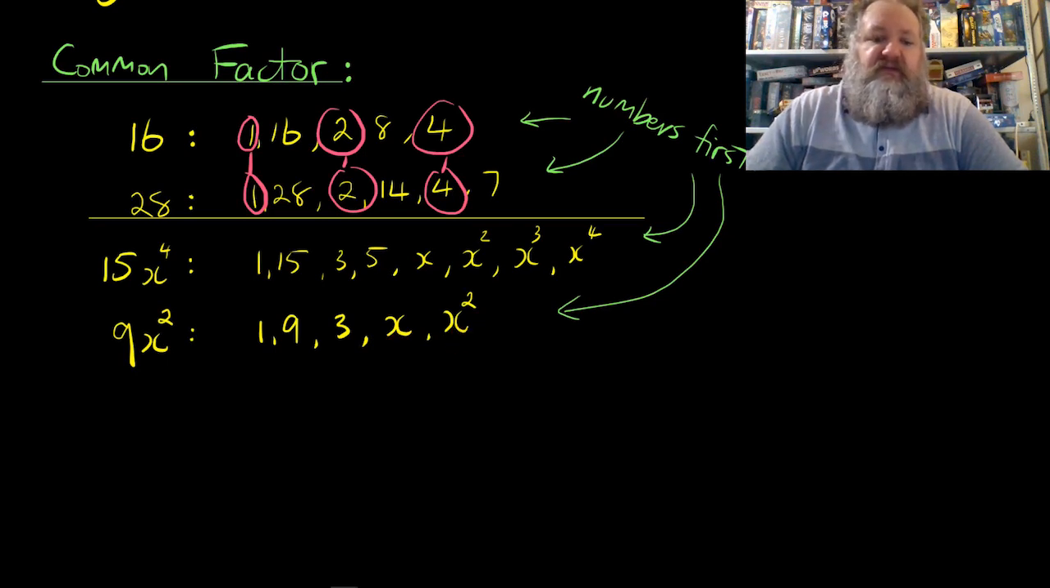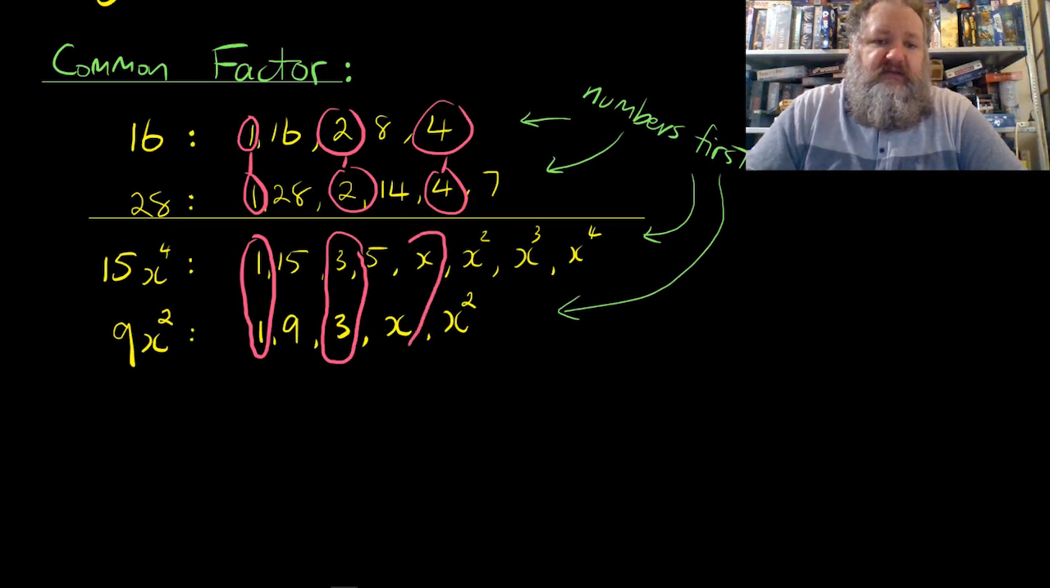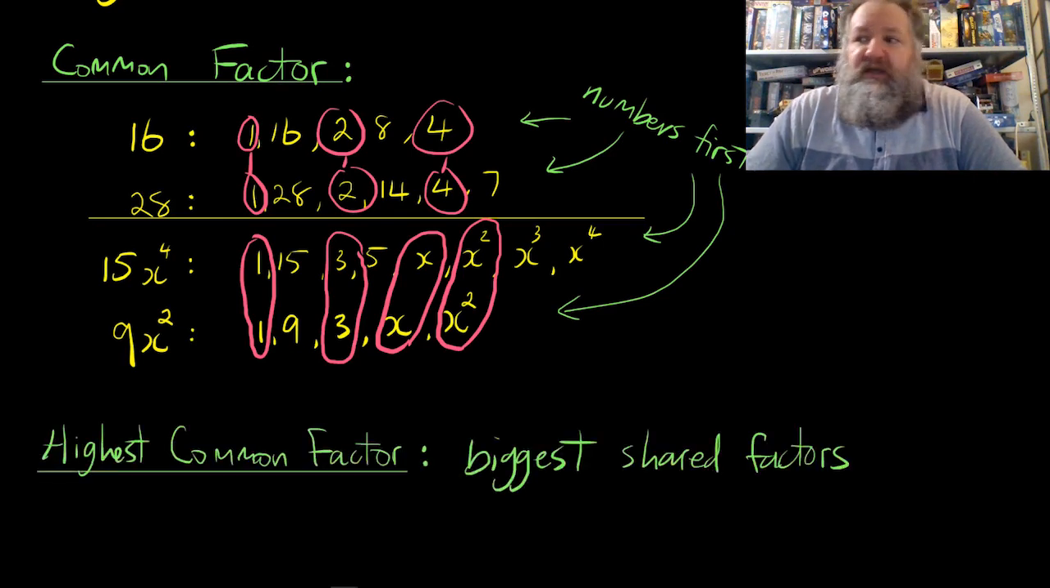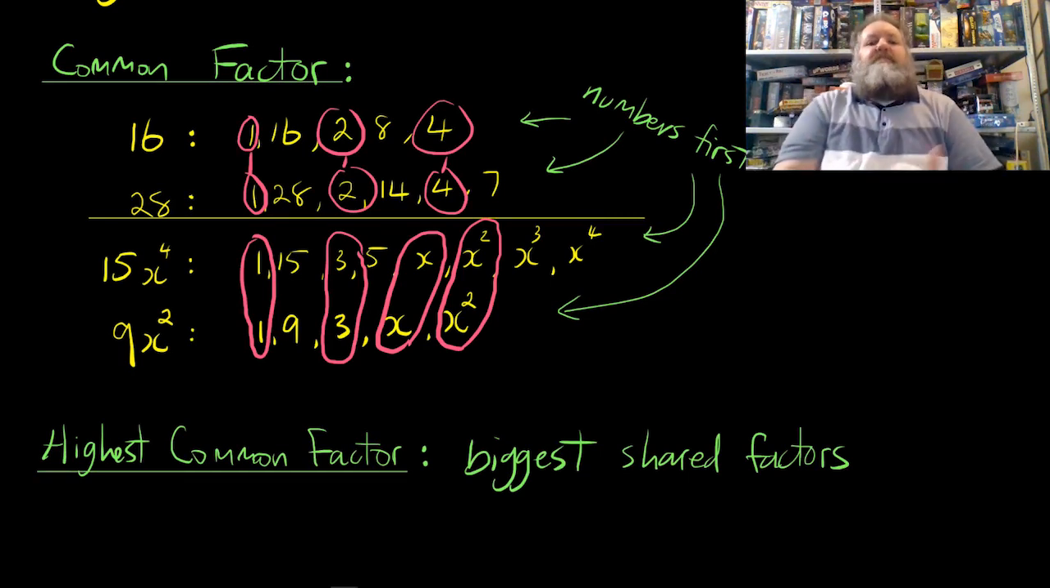So again, if we're looking for common factors, well, we've got the 1s, and we have the 3s, we have x, and we have x squared. So they're all of the common factors. So it's probably not a huge jump then in your thinking to understand that the highest common factor is the one that is the biggest shared factor.